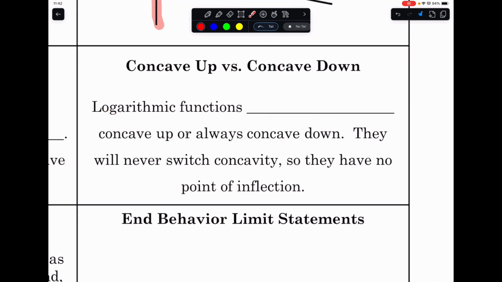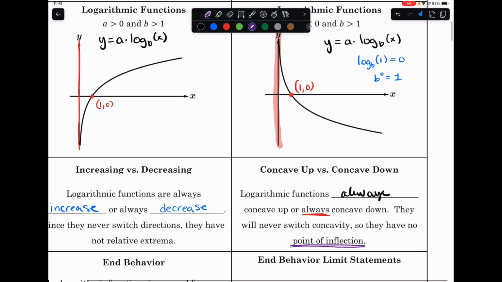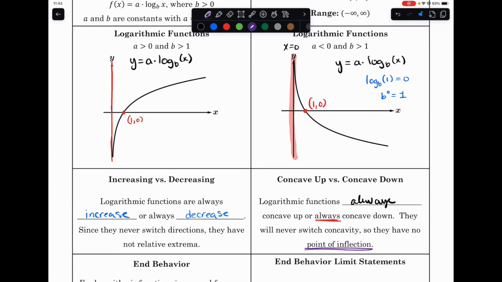Let's now discuss concavity. Now, again, because your exponential function is the inverse to this, the same thing is going to happen to this. A logarithmic function is always going to concave up or it's always going to concave downwards. There is no point of inflection at all, since it doesn't change its curvature. And again, if you look at the graphs, you see through those two examples that I have where a is positive on the left and a is negative on the right.